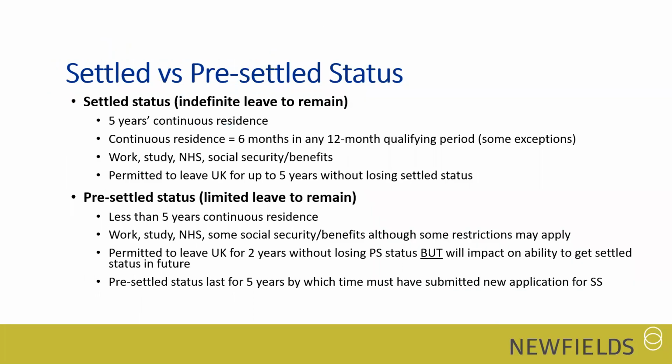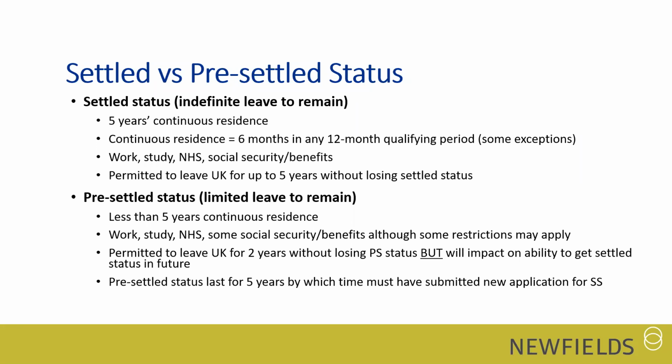So when individuals apply to the settlement scheme, there are one of two outcomes. The first is settled status, which is also called indefinite leave to remain. And indefinite leave to remain is actually the terminology used on a lot of the documentation that the applicant will get from the Home Office as an outcome to their application to the scheme.